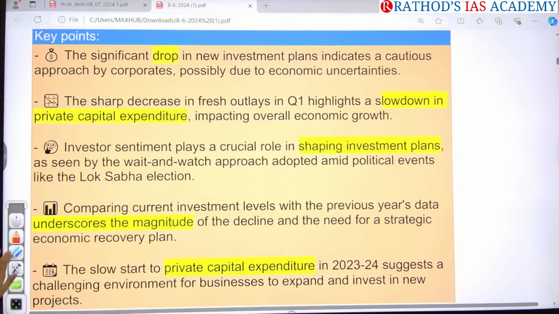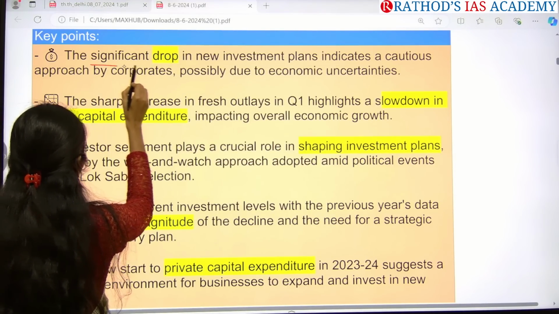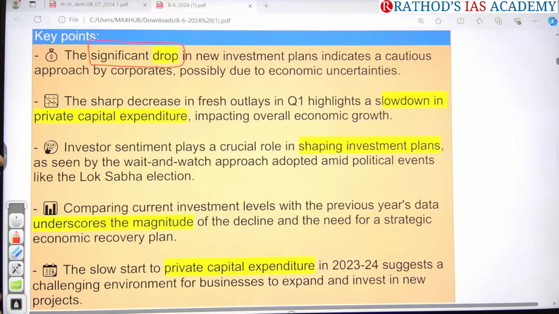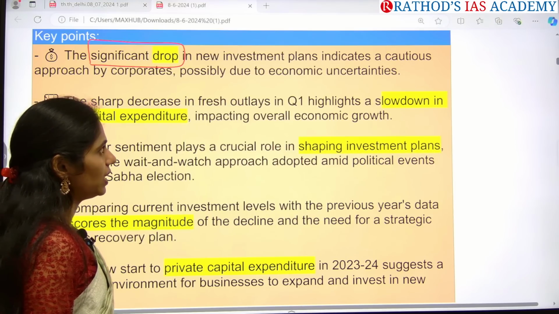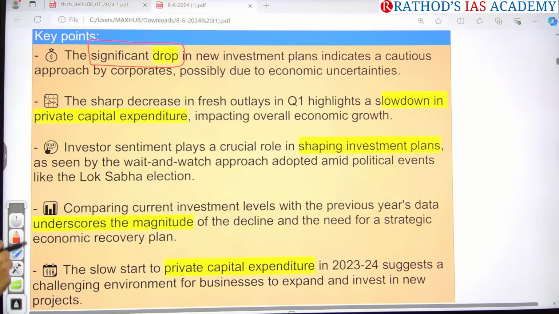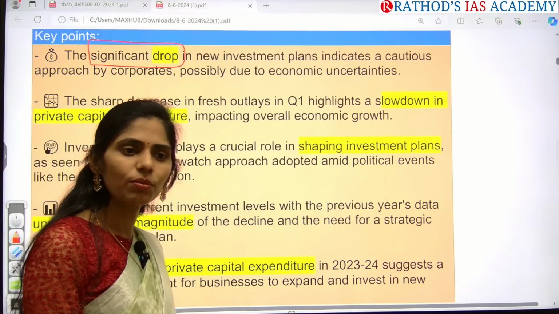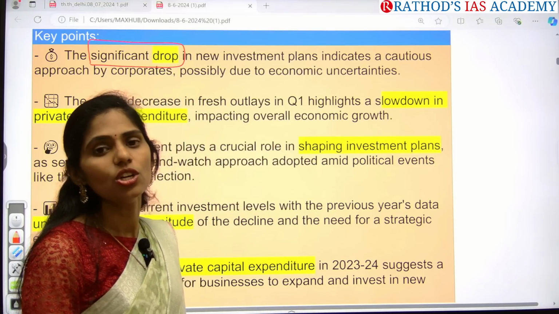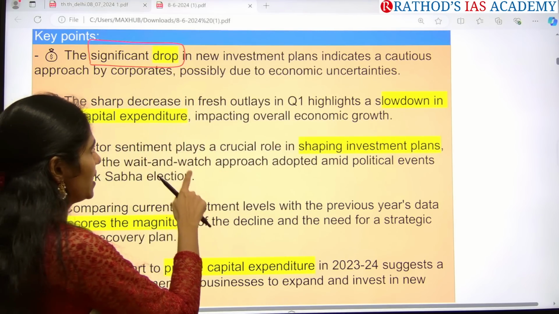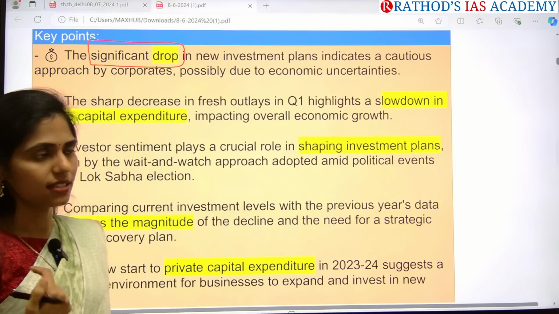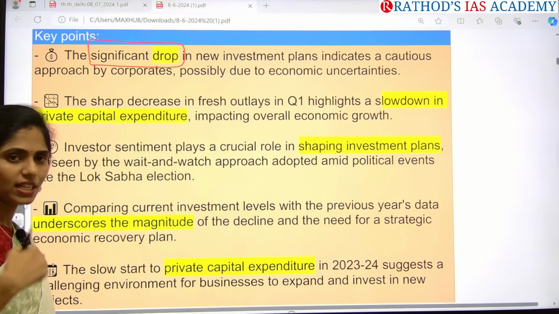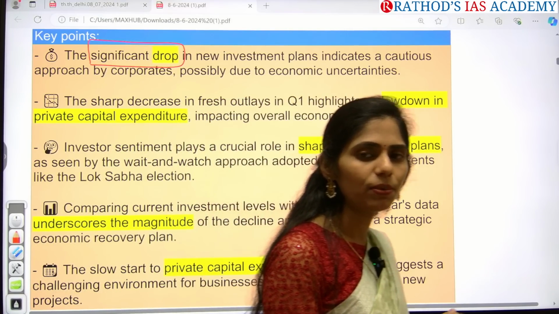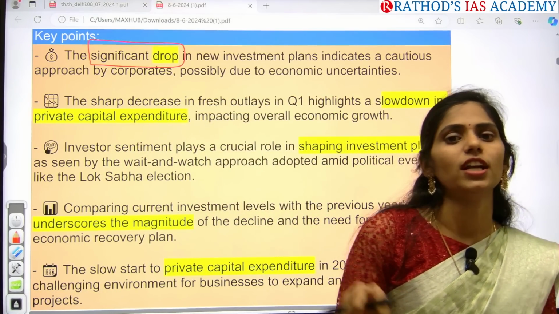If you see the first important point, it says there is now a significant drop, that means a decrease in new investments in our economy. Because of this, it gives a caution that soon you are going to face economic uncertainties, so you need to get ready to face them. And one more thing we can see is that business people or corporate people, the private sector, are not much interested in investing.